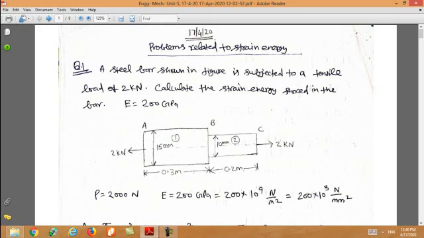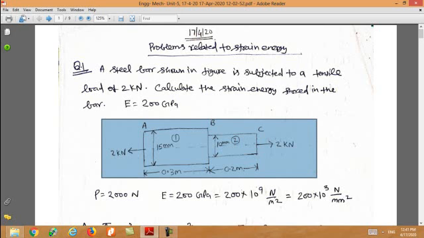Hello student, today we will discuss problems related to strain energy. In the previous class we defined the strain energy and derived three types of equations which depend upon the applied load. First is the gradually applied load, second is the suddenly applied load, and third is the load with impact loading.